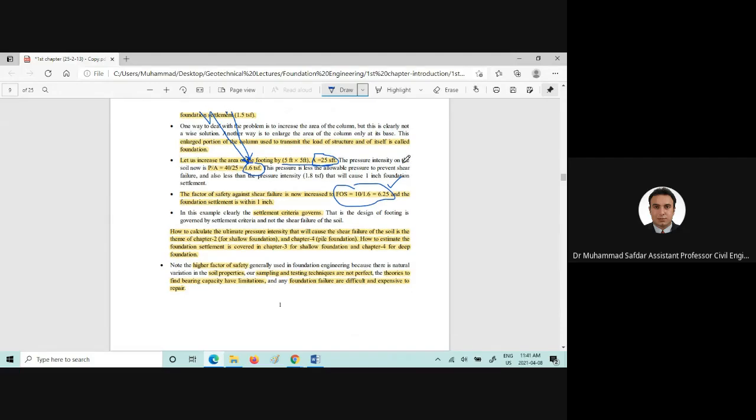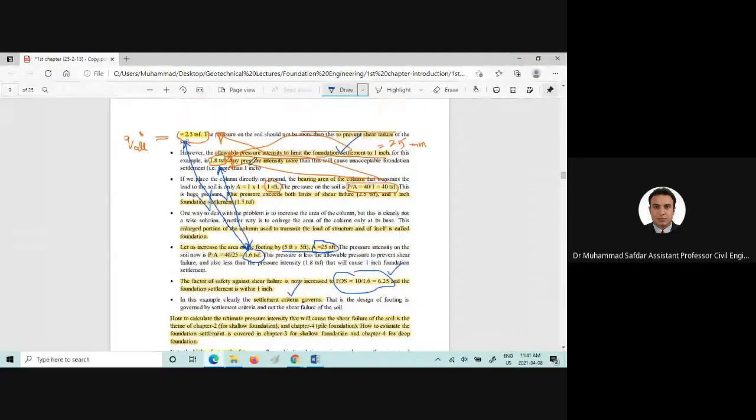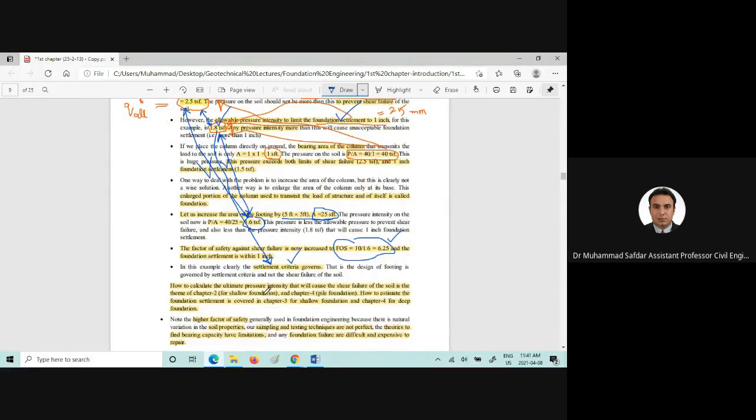Now we can clearly see that the settlement criteria is the governing criteria. What is the governing criteria? You can clearly see that between the shear failure criteria and the settlement criteria, the lowest value is 1.8, which is related to the settlement criteria. So the settlement criteria is the governing criteria, or in other words, we need to look into that limit, because that limit will cause 25 millimeter of settlement.